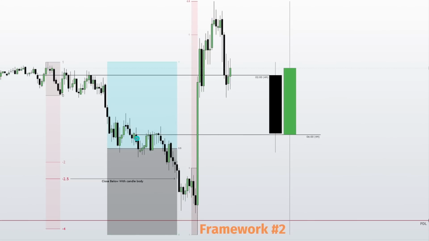And look here, price moves above the 6 a.m. opening and the 10 a.m. opening. It's broken. All this range is broken. This is the framework for reversals. It's different from framework number 1, but it's in 2 candles in function of the previous candle.